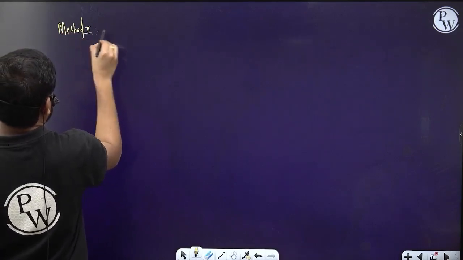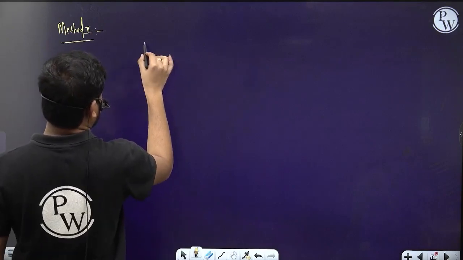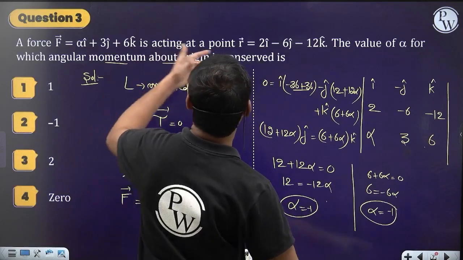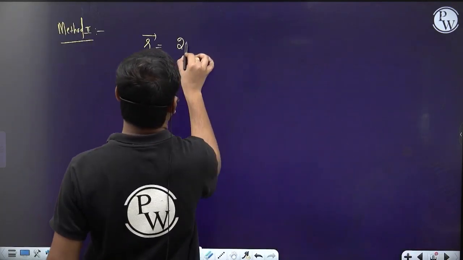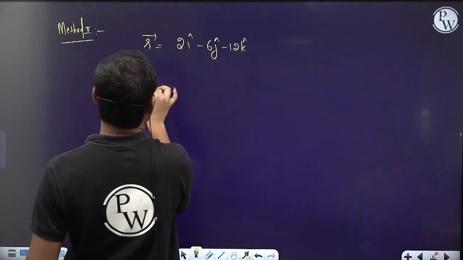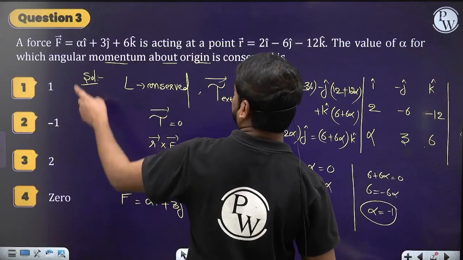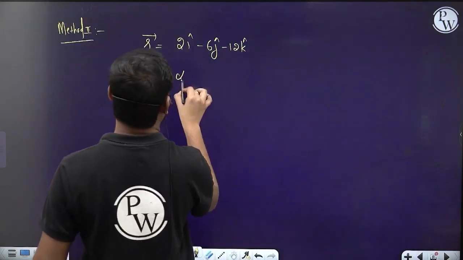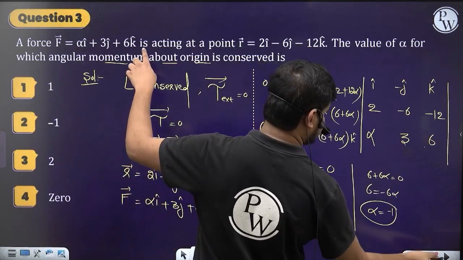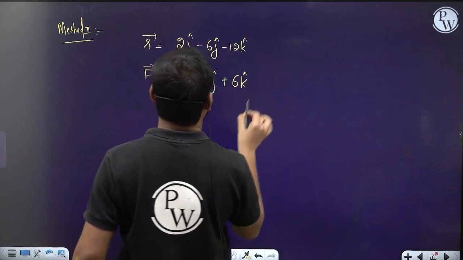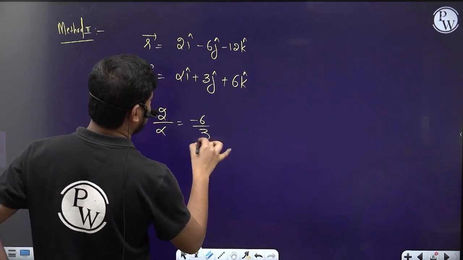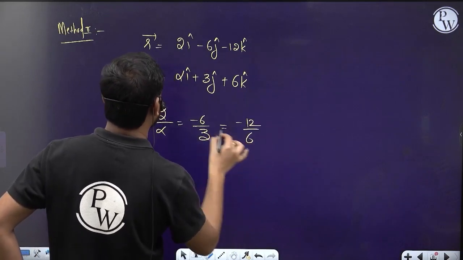method 2, so this is the easiest method. What is that? The two vectors are there. The r vector is given, which is 2 i cap minus 6 j cap minus 12 k cap, and then the f vector is given, which is alpha i cap plus 3 j cap plus 6 k cap. So then we can write 2 by alpha is equal to minus 6 by 3 is equal to minus 12 by 6. You can equate any 2 here.